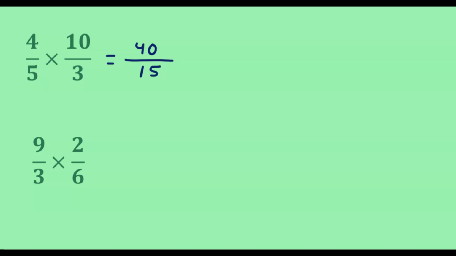Now next we're going to simplify this fraction. Note that the greatest common factor of 40 and 15 is 5. So we divide the numerator 40 by 5, and we also divide the denominator 15 by 5. Now 40 divided by 5 is equal to 8, and 15 divided by 5 is equal to 3. So this is our final answer. That is 4 over 5 times 10 over 3 is equal to 8 over 3.